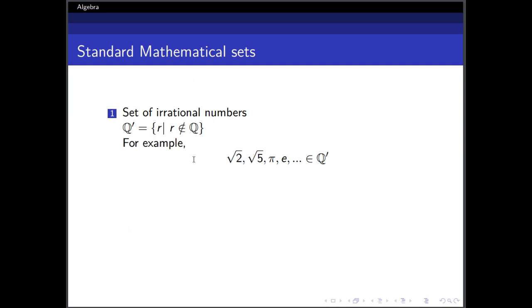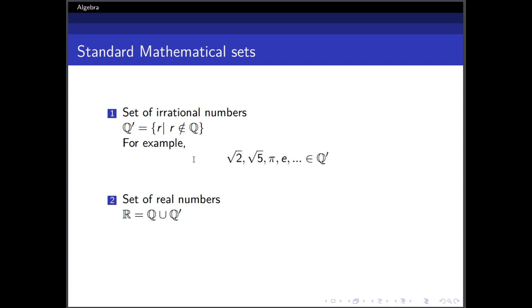Then another set is the set of irrational numbers. The numbers which are not rationals, we can say they are irrationals. For example, root 2, root 5, or a very well known number pi, or Euler number e. These all are irrational numbers, and Q dash is the notation we use to denote the set of irrational numbers.